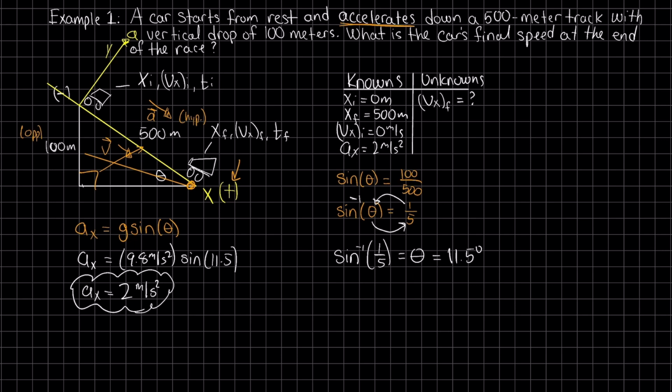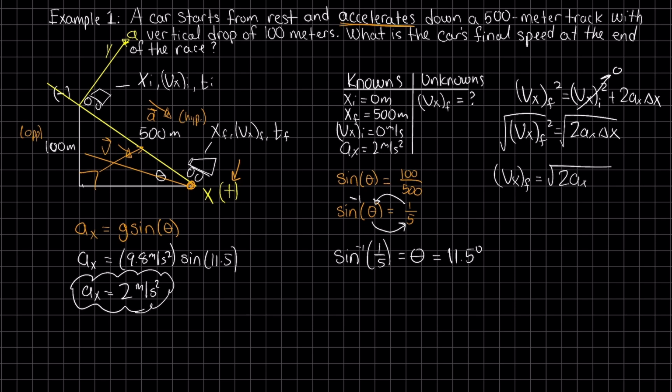So to figure that out, I'm going to use this equation. Luckily for us, our initial velocity is 0 because this car starts from rest. Now to solve for my final velocity, I need to take the square root. And I'm interested in a positive velocity only, so I don't need to consider any negative roots.